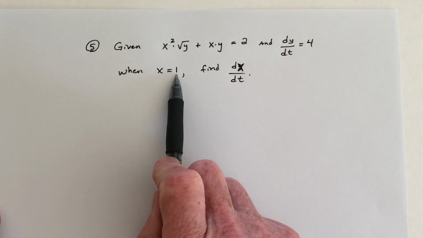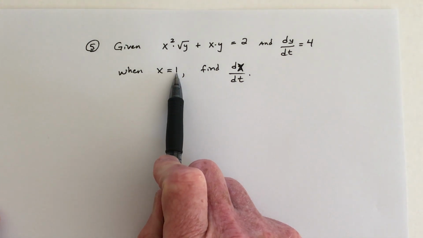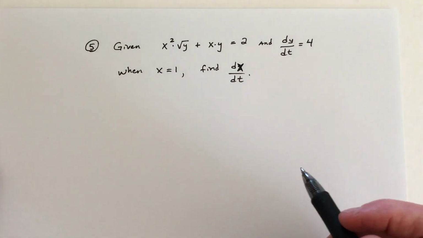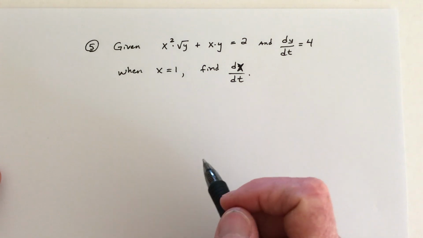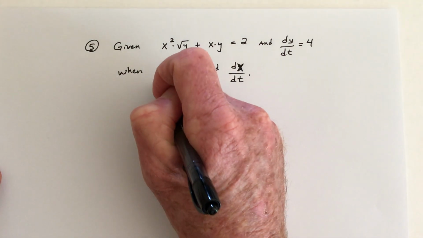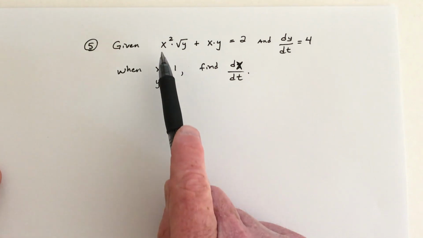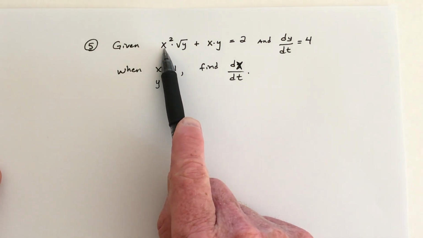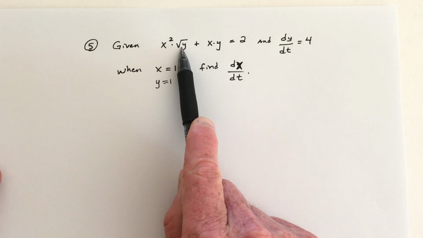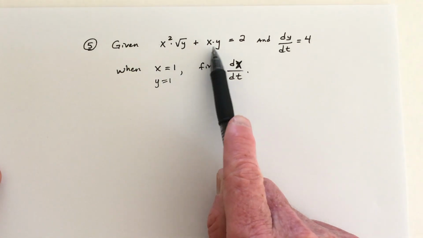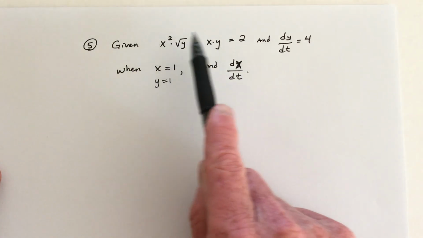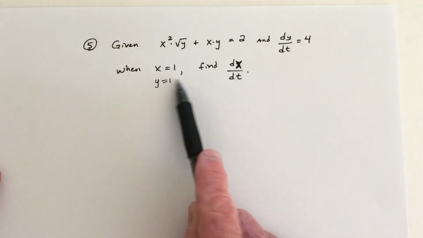It also has x equals 1. So before I take the derivative, I'm going to go ahead and plug in the 1 for x. And I actually meant to say when x equals 1 and y equals 1. Let me double check that that's correct. If you plug in a 1, 1 squared is 1, square root of 1 is 1, so this would equal 1. This would be 1 times 1, and a 1 plus a 1 equals a 2. Okay, now we're ready.